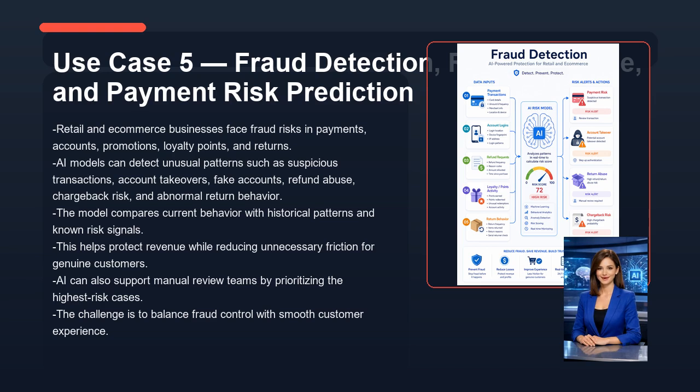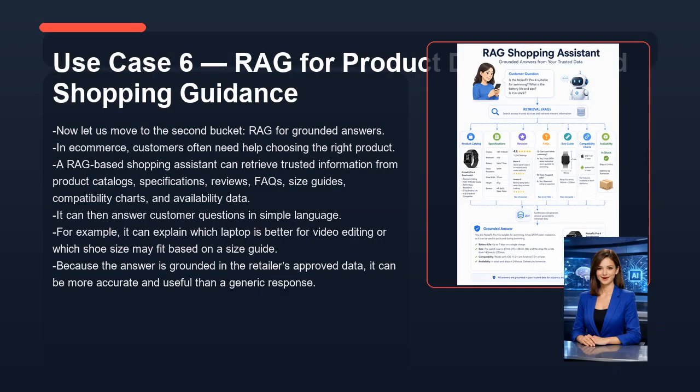This helps protect revenue while reducing unnecessary friction for genuine customers. AI can also support manual review teams by prioritizing the highest risk cases. The challenge is to balance fraud control with smooth customer experience. Now let's look at use case 6, RAG for product discovery and shopping guidance.